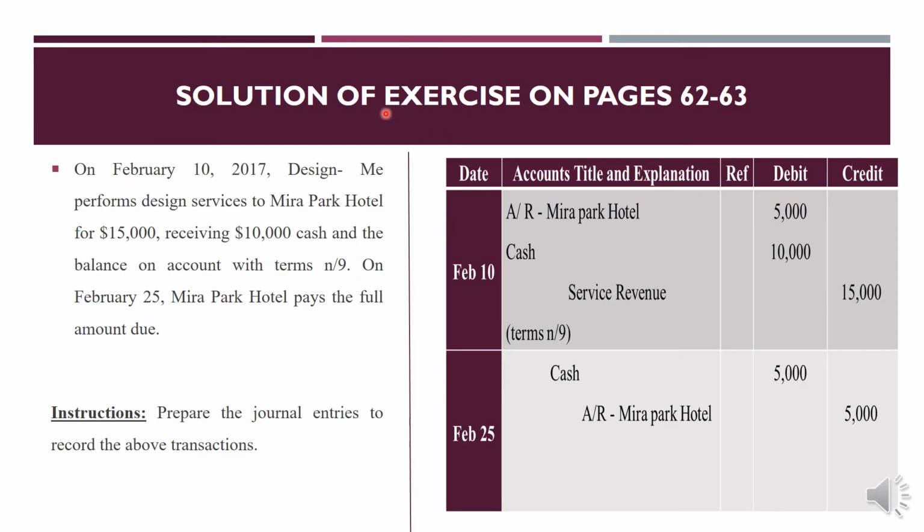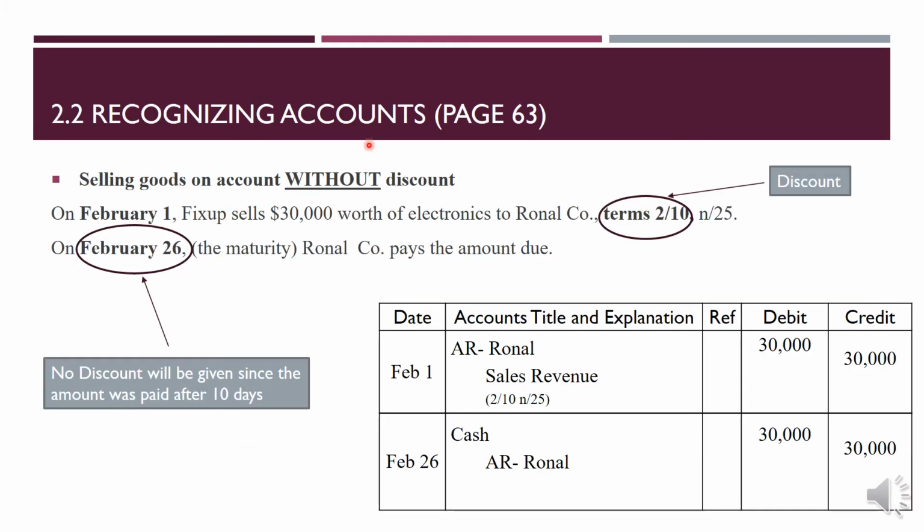This is an exercise found on page 62 and 63. This is the given in your book, and this is the solution. Here we also have an example on page 63. On February 1, FixUp sells $30,000 worth of electronics. So we are selling a product, not a service. And we have the terms 2, 10, and 25. So in this example, we have a discount. The amount was paid on February 26.